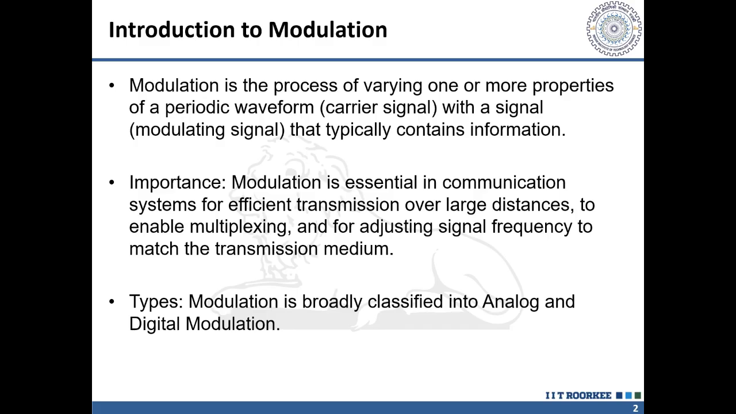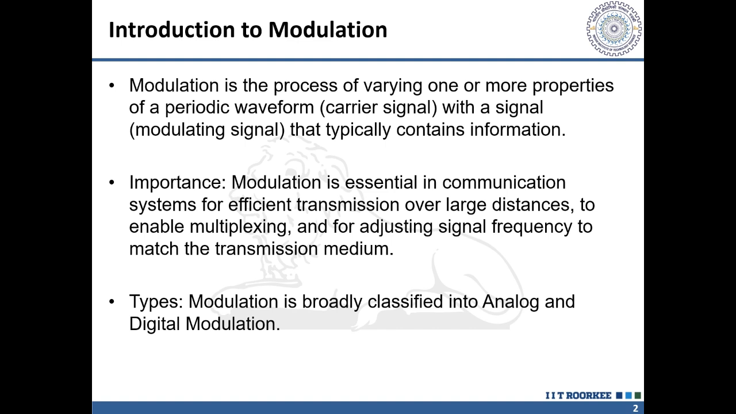Let's begin with what is modulation. Modulation is a process where one or more properties of a carrier signal, also called a periodic waveform, is varied by a modulating signal that typically contains information. And as our topic is modulation techniques in communication systems, let's see how it is essential for communication systems.